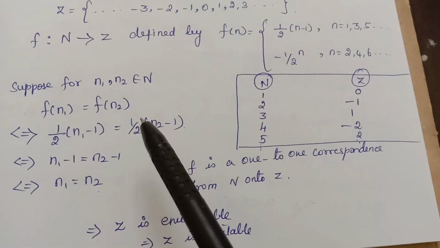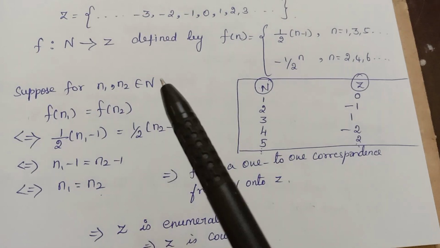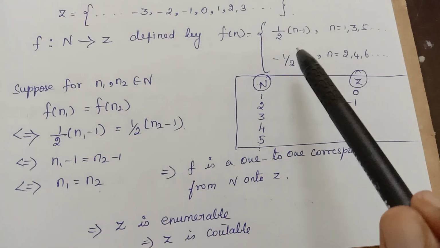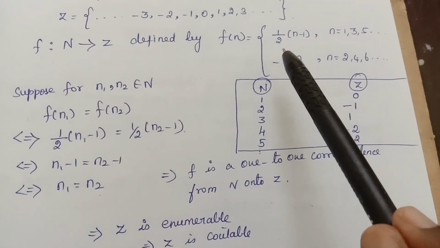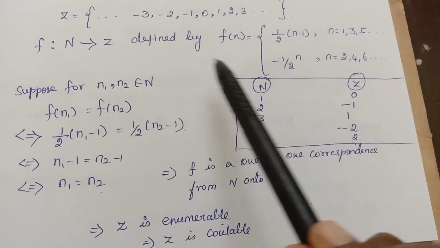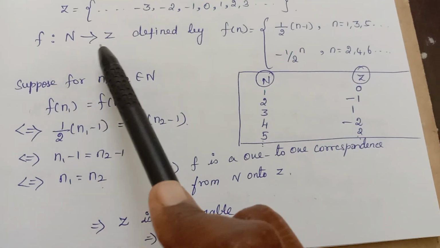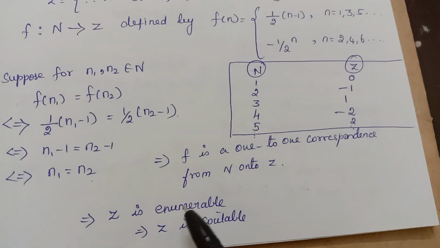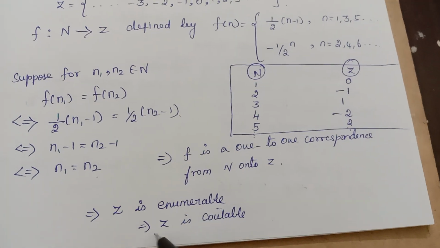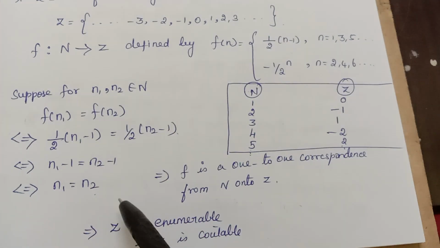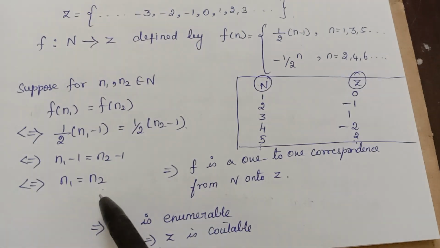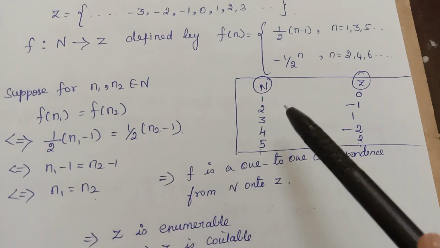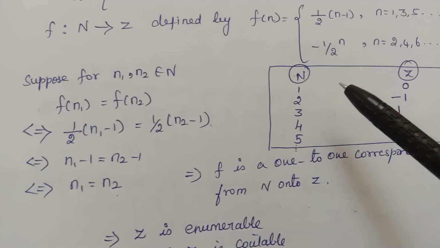So what we have proved here is that distinct points have distinct images. That means the function is a bijection. Therefore there is a one-to-one correspondence from the set of natural numbers onto the set of integers. So Z is enumerable. Enumerable means countable. This is the theoretical proof. The outline of the proof is given here, but you can verify it directly.